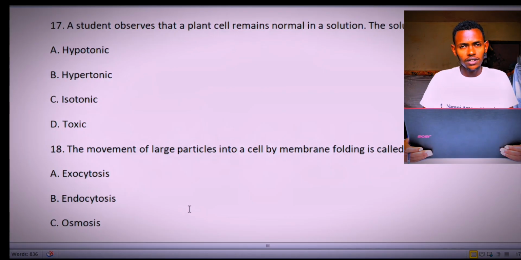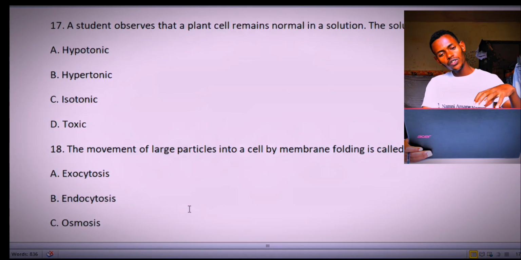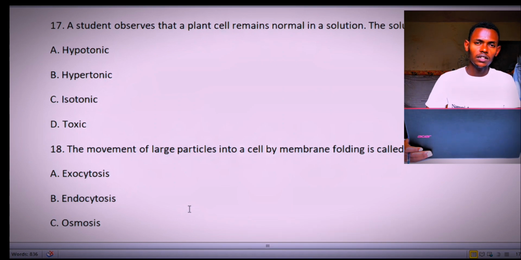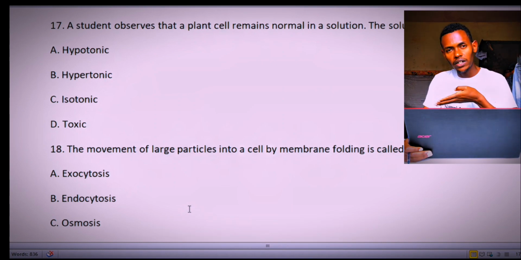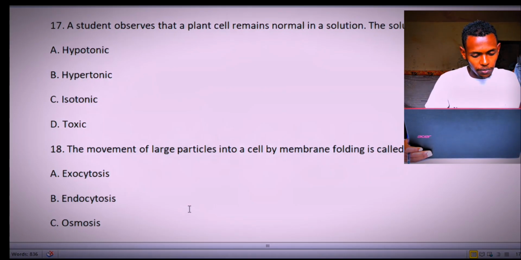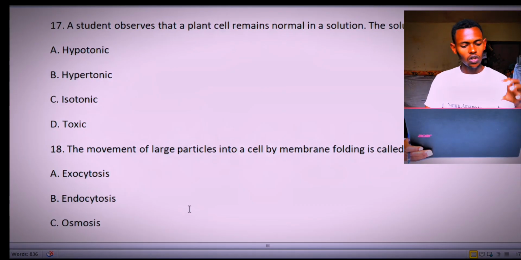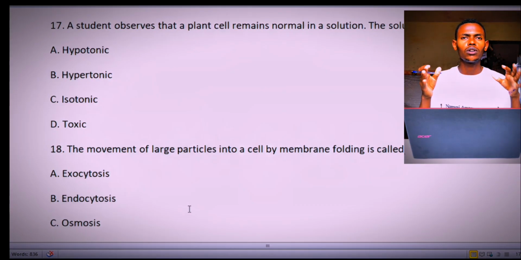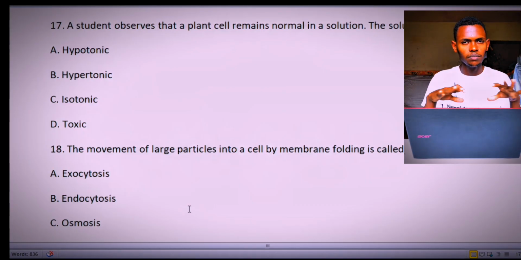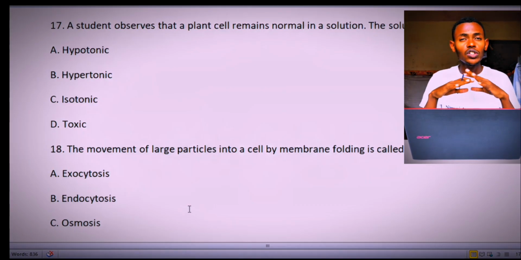So what is the answer? Yeah, it is C. That means it is isotonic. Why? If in the solution the plant cell becomes decreased in size, it would be hypertonic. If the plant cell becomes increased in size or mass, it would be hypotonic. So isotonic means there is no net movement of water from the plant cell, so it is normal, there is no change occurred.